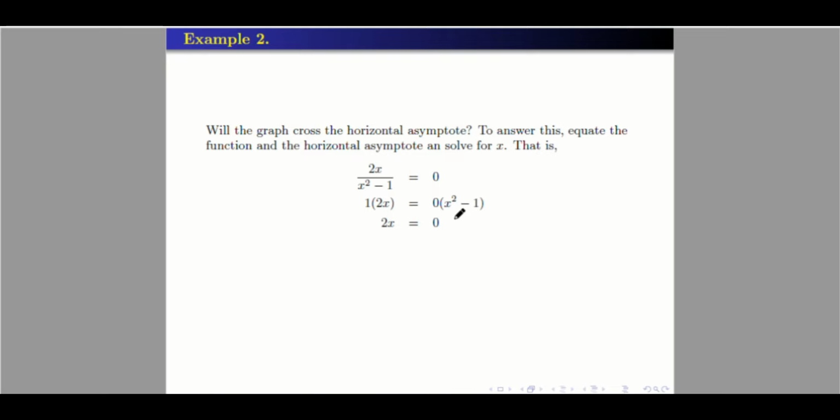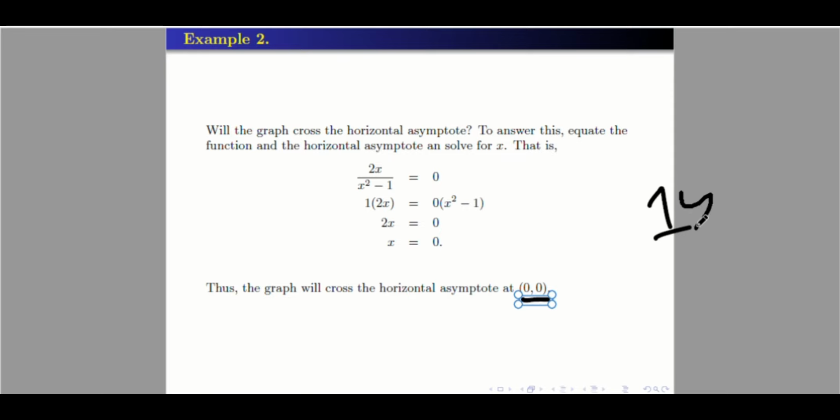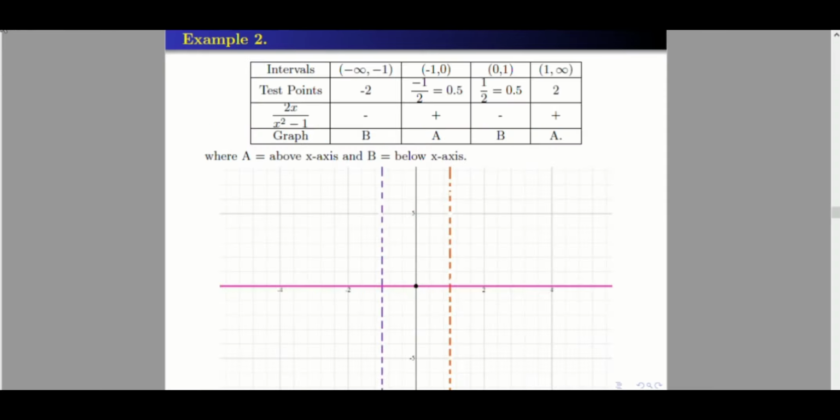Divide both sides by 2x. Okay, so x is equal to 0. So the graph will cross the horizontal asymptote at the origin. Okay, so it will cross the horizontal asymptote at the origin. So meaning, remember, the graph will only cross once only.